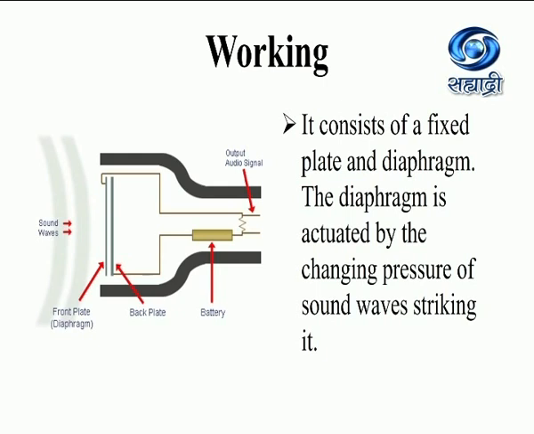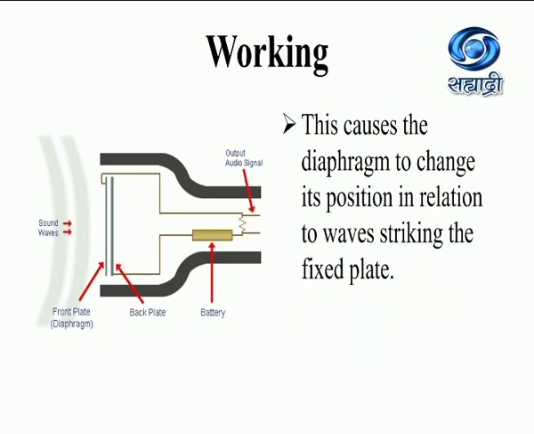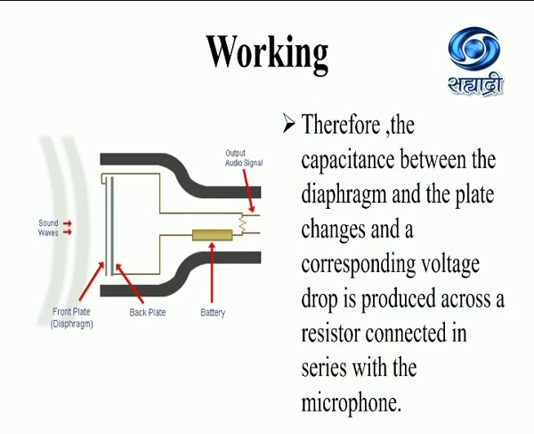It will move that diaphragm and it will change the distance between the static plate and the diaphragm, and it will give the capacitance. So this causes the diaphragm to change its position in relation to waves striking the fixed plate. Therefore, the capacitance between the diaphragm and the plate changes, and a corresponding voltage drop is produced across a resistor connected in series with the microphone. So whenever the diaphragm changes position, it will change the capacitance between the static plate and front plate, and it will give the corresponding voltage variation across that resistance, and we will get the electric signal as an output of this microphone.